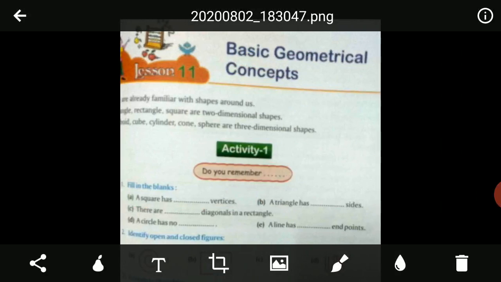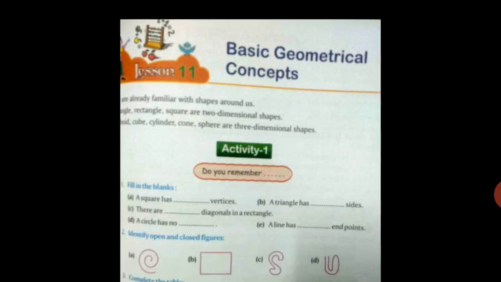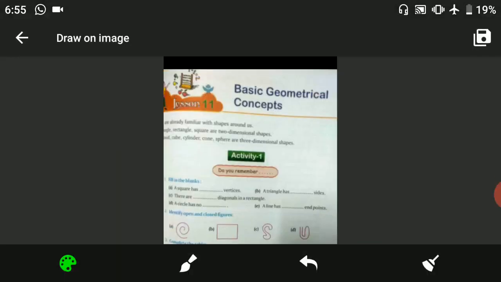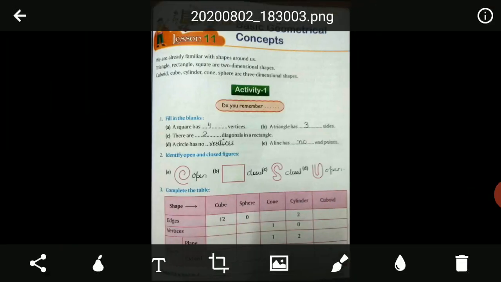Now on the basis of this we do activity 1. Question number 1. Everybody will do by themselves only. A square has dash vertices. How many vertices is it having? 4. A triangle has dash sides. How many sides is it having? 3. So 4 we write here, 3 we write here. How many diagonals does a rectangle have? 2. A line has dash end points. No end point means 0 end points we will write. A circle has no vertices. So here we write vertices. Clear, students? See. 4, 2, 3, no and vertices.